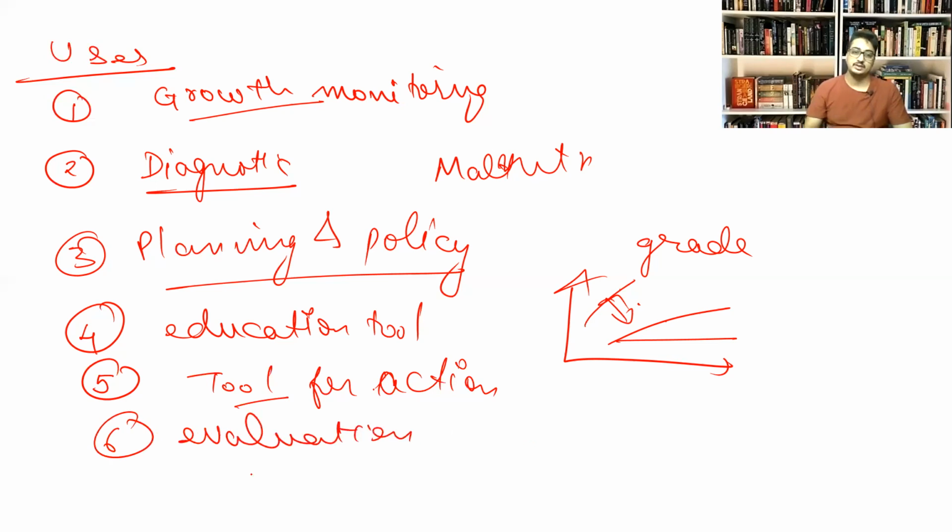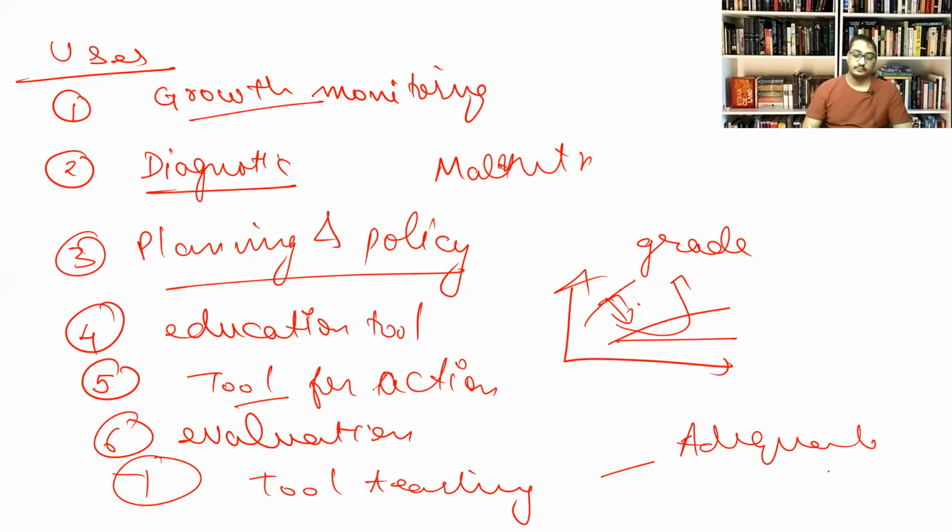the effectiveness of the corrective measures that have been employed. If the child goes like this, so clearly the malnutrition has been prevented. And last is tool for teaching. So through it, we can teach that there is importance of adequate feeding. So these are the various uses of growth chart. Seven uses are there. Now let's move on to rights of women and children.